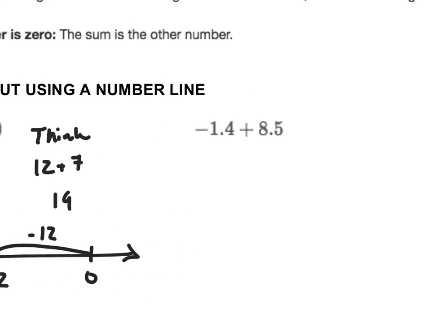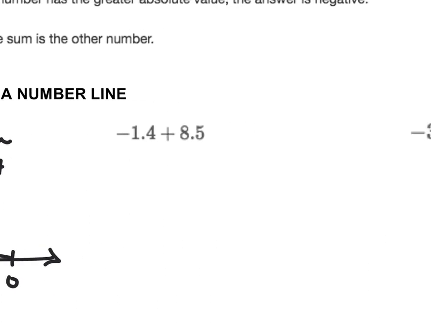All right, moving on. On this one, negative 1.4 plus 8.5, because 8.5 is a larger number than 1.4, and this number here is negative, if I add these together, it's going to give me a positive number. Now, the other thing that I can do is this. I can say 8.5 plus negative 1.4. I can write that. But I can also think about this: if I'm adding a negative number, that's the same thing as subtracting. So it's really just 8.5 minus 1.4.